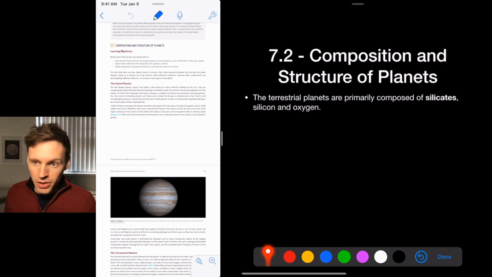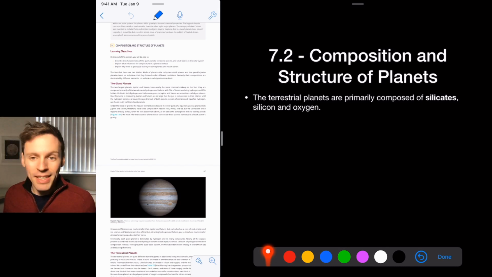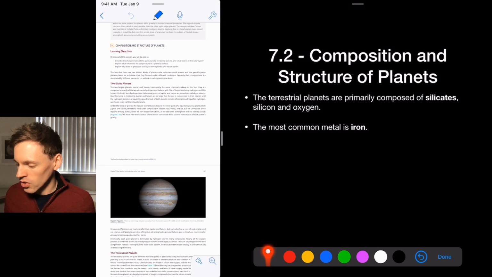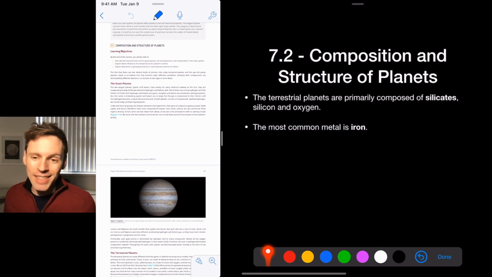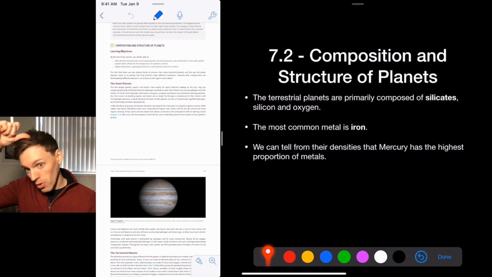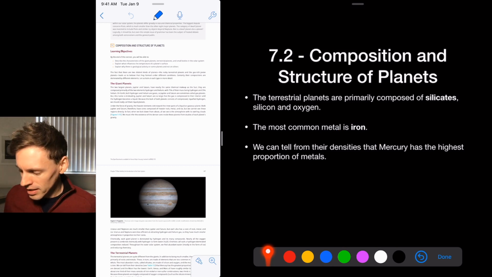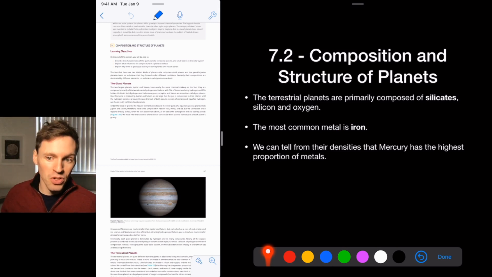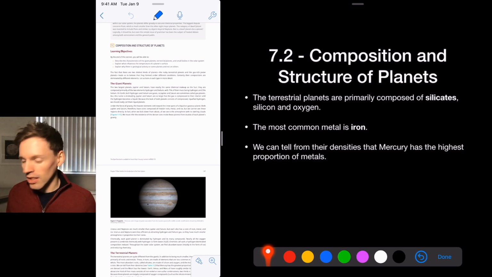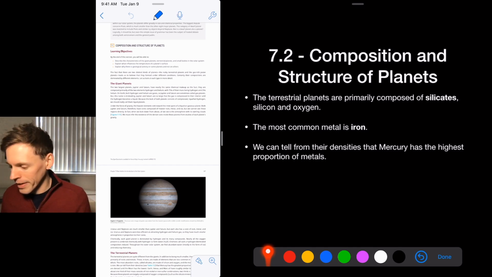The terrestrial planets, like Earth and Mars, are primarily made of silicates, which is a combination of silicon and oxygen, and the most common metal found in them is iron. That's an important point too, so pay attention to iron. You're going to see that come up when we talk about stars. We can tell from their densities that Mercury has the highest proportion of metals because it has a slightly higher density than the other planets. And we think that probably Mercury got hit with something and the outer layers got blown off, and only the core remained. So Mercury is basically the core of a typical planet.